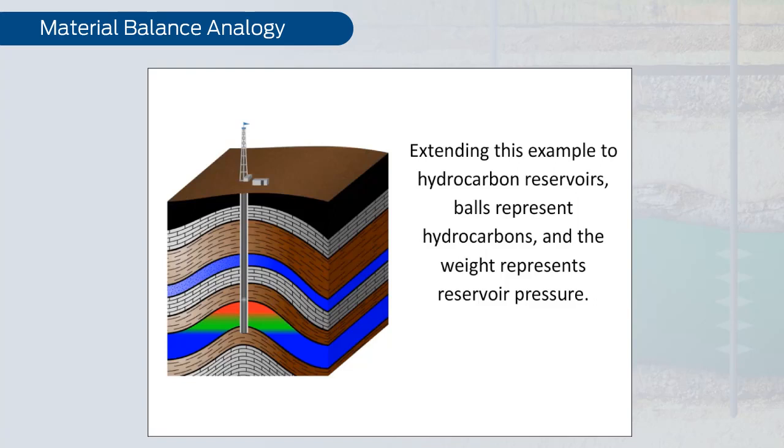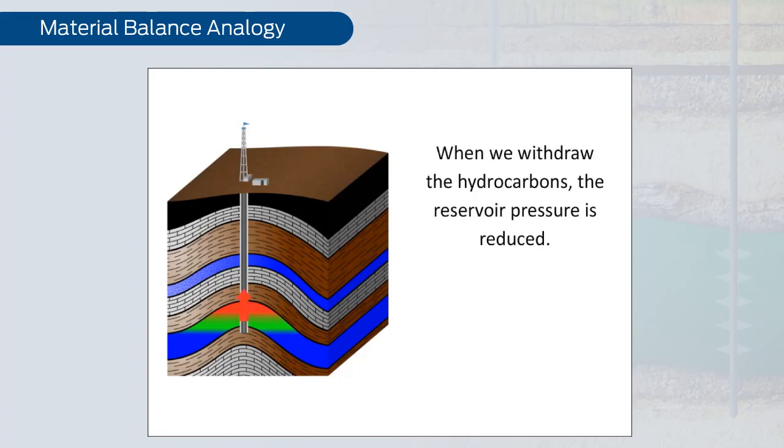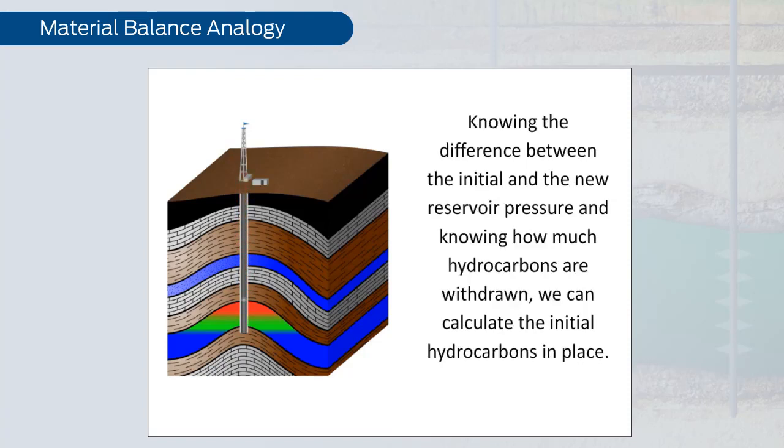Extending this example to hydrocarbon reservoirs, balls represent hydrocarbons, and the weight represents reservoir pressure. When we withdraw the hydrocarbons, the reservoir pressure is reduced. Knowing the difference between the initial and the new reservoir pressure, knowing how much hydrocarbons are withdrawn, we can calculate the initial hydrocarbons in place.